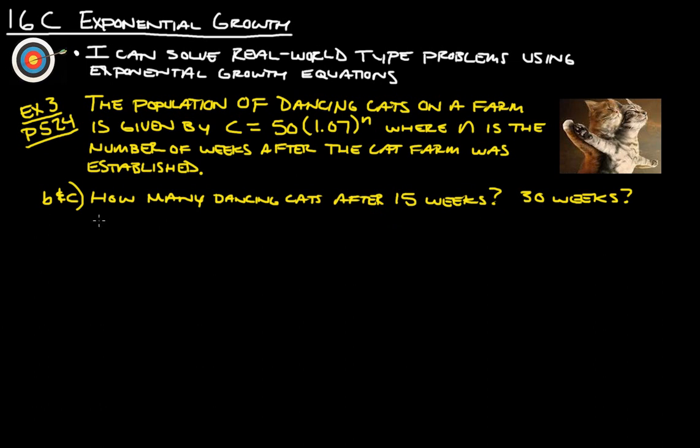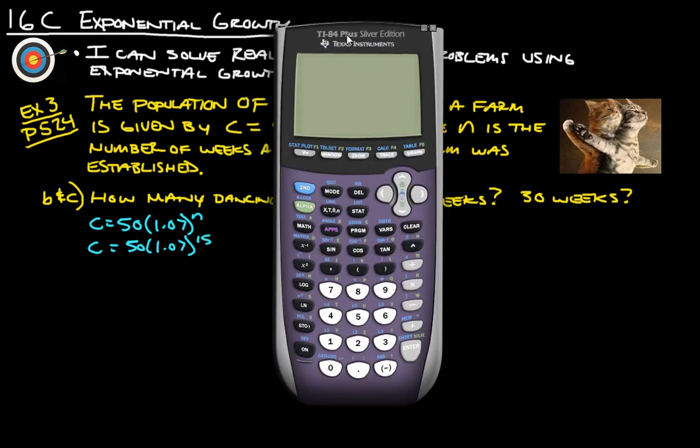So, again, the cats is going to be, let's do 15 first, obviously. It's going to be 50 times 1.07 to the n. Now we're going to plug in 15 for that. So we get C equals 50 times 1.07 to the 15. And then let's pull up our calculator and put it in there.